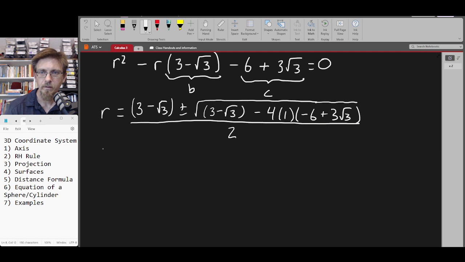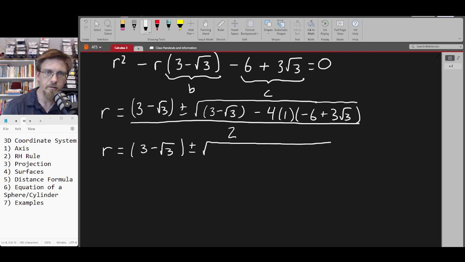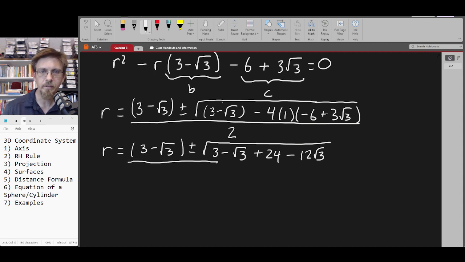Okay, so now carry on with really the arithmetic at this point. So r equals 3 minus rad 3 plus or minus the square root of, so we have 3 minus rad 3, and then I'm going to go ahead and distribute the negative 4 in. So we get plus 24, and then minus 12 rad 3 there, and then all over, oh, you know what? I forgot to square that.